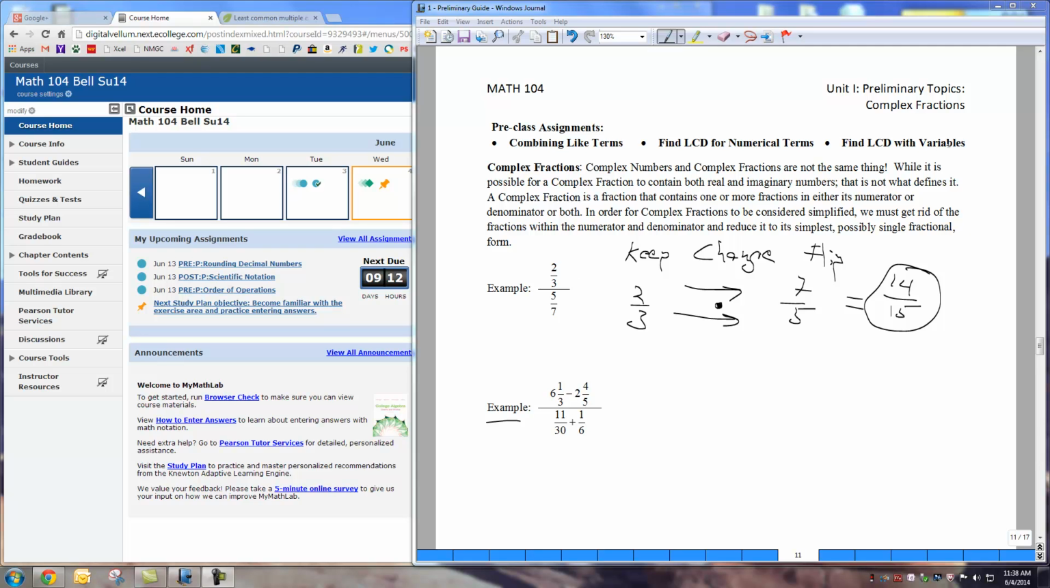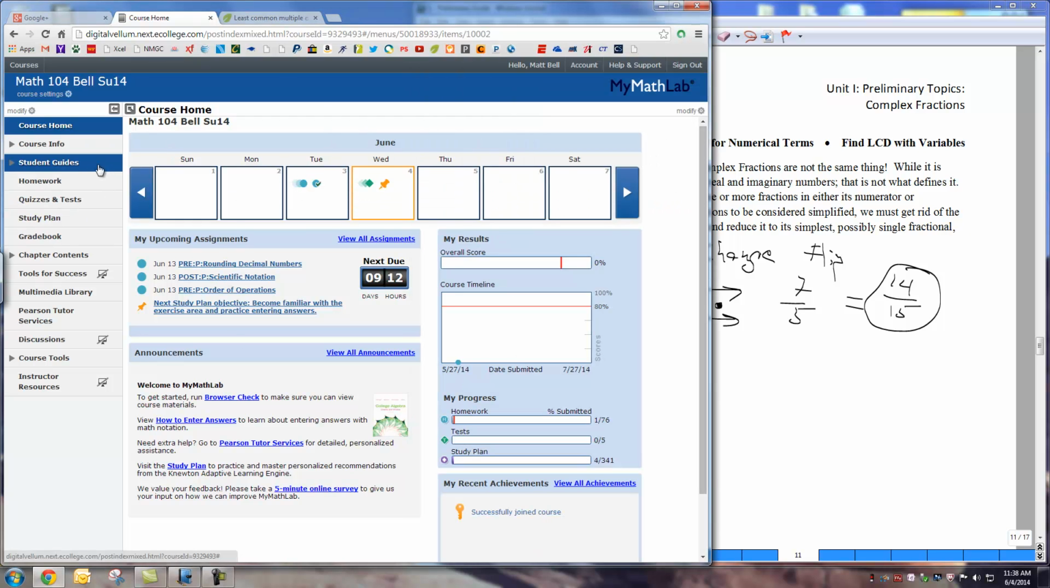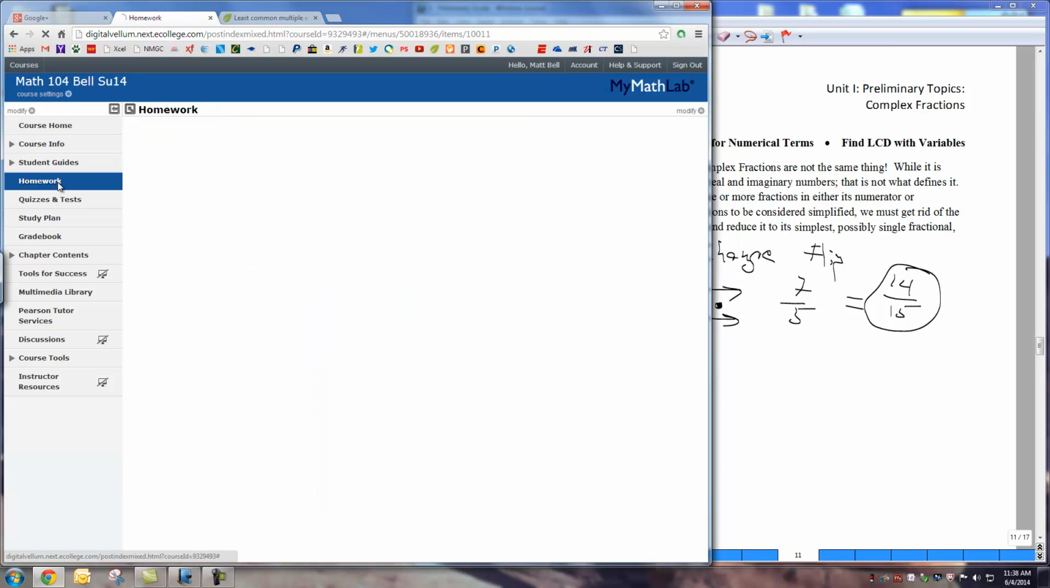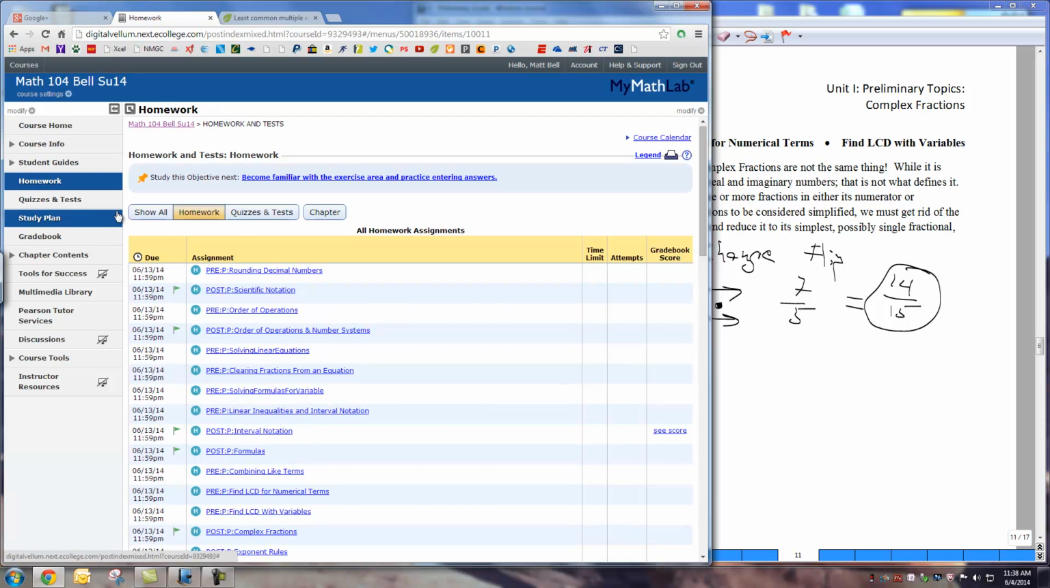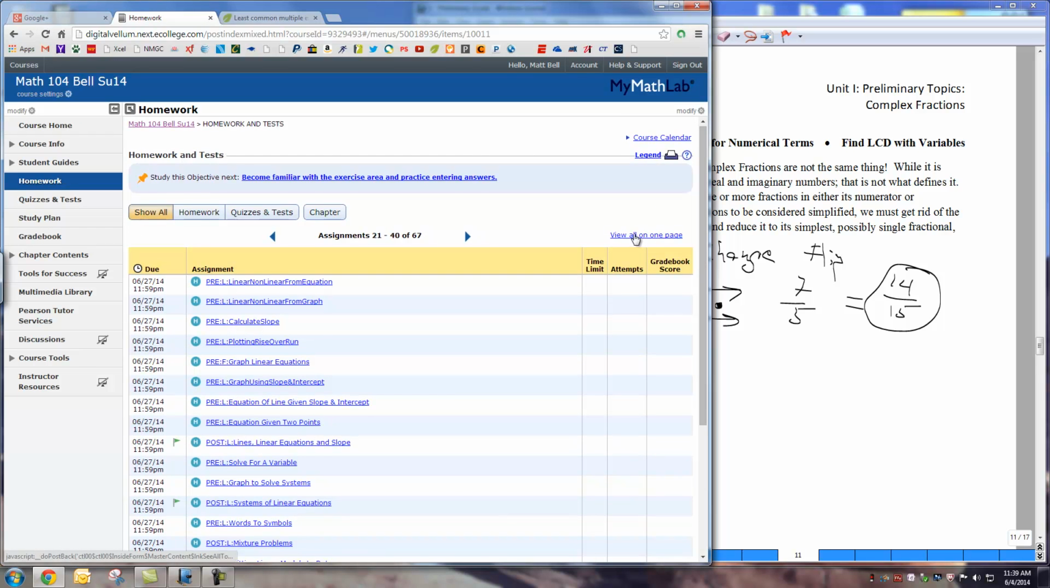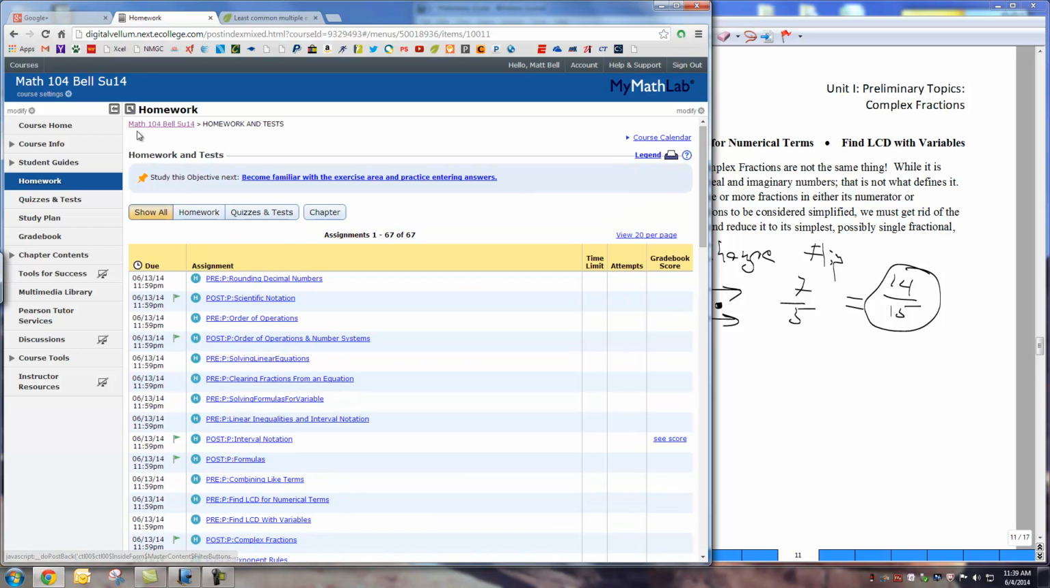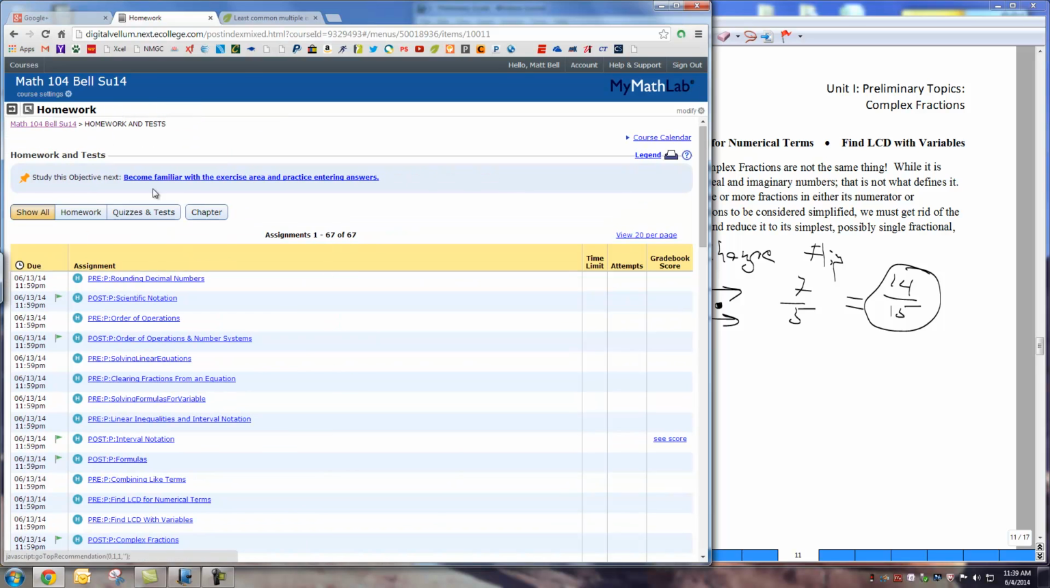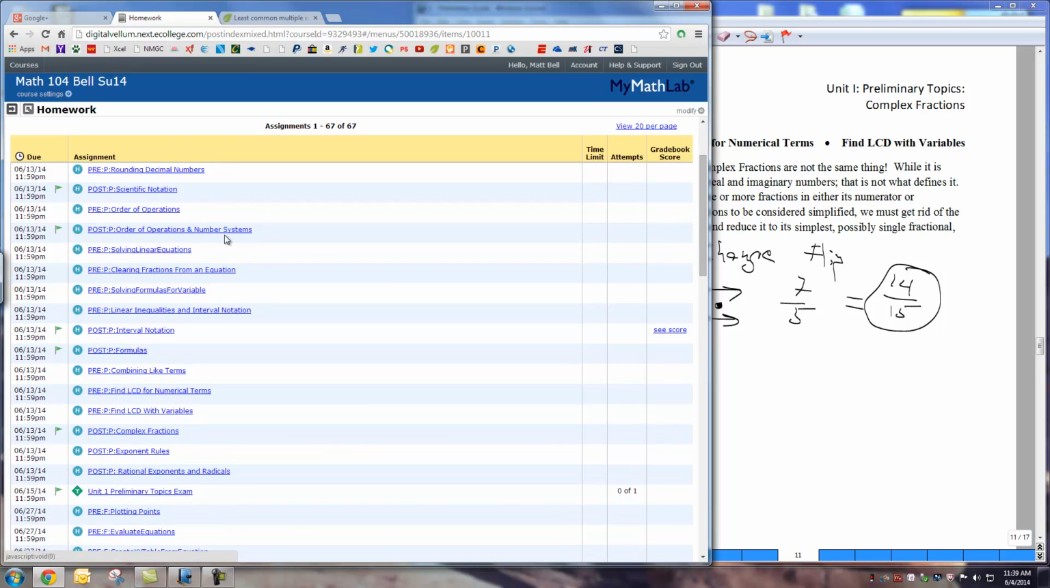do these 3 assignments, and then come watch this video. So here's your course homepage that you see when you first log in, and you hit the homework button. I want you to click show all and then view all on one page. And I like to minimize, press this little arrow so that goes away so I have a little more room on the page. So as you can see, I have some assignments set up.